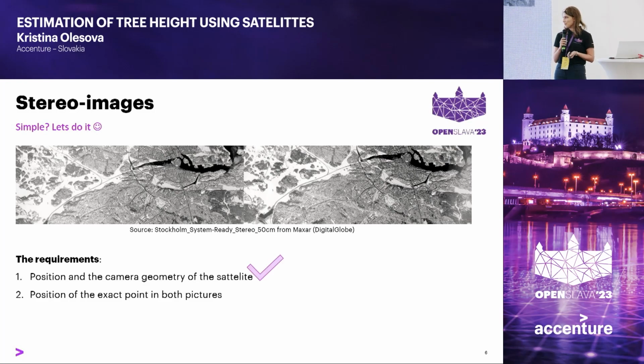But we know the position and the geometry of the camera of the satellite. So this is something that we can use for calculating. This is simple. But the problem for us is the position of the exact points in both pictures.